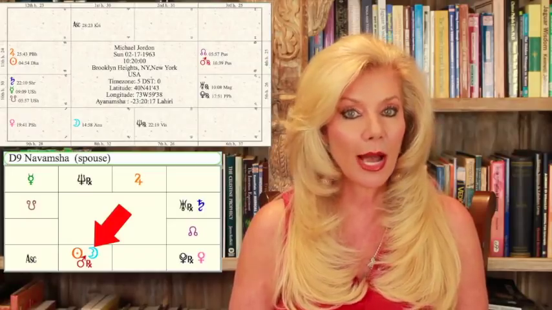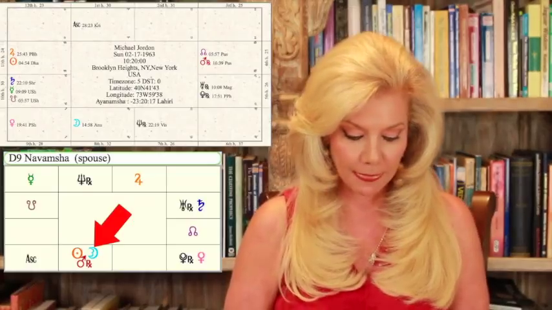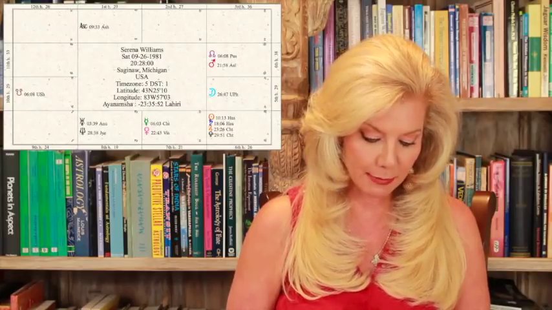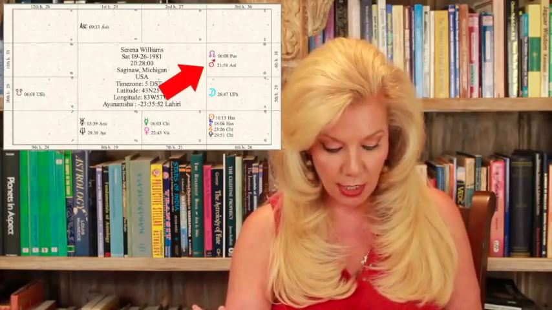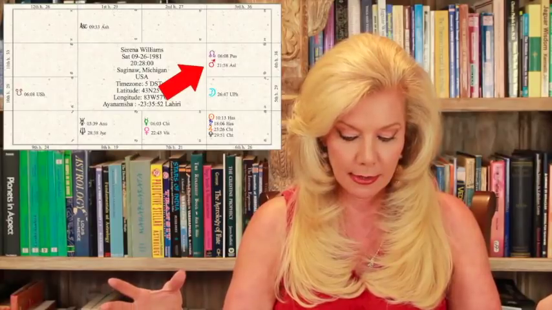So I want to show you another chart, another athlete that will be very surprising. And this is Serena Williams, the tennis star, born September 26, 1981, and the time I have is 8:28 p.m. in Saginaw, Michigan. Now, notice where her Mars is. Let's not talk about anything else, but she's got debilitated Mars as well. Remember, a debilitated planet is weak, and we're talking about Mars being the planet of sports, athletes.